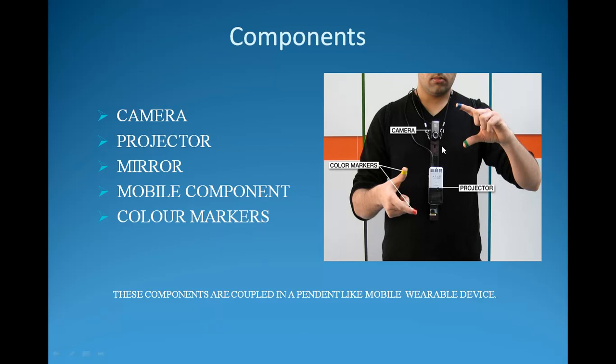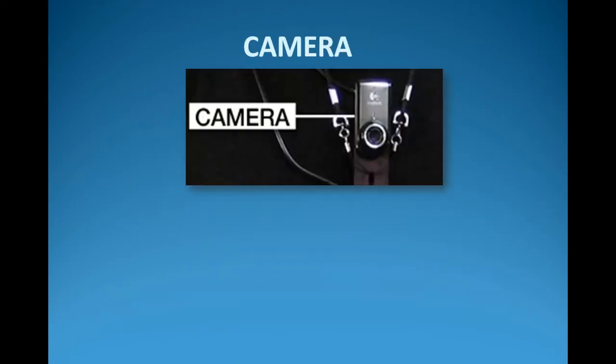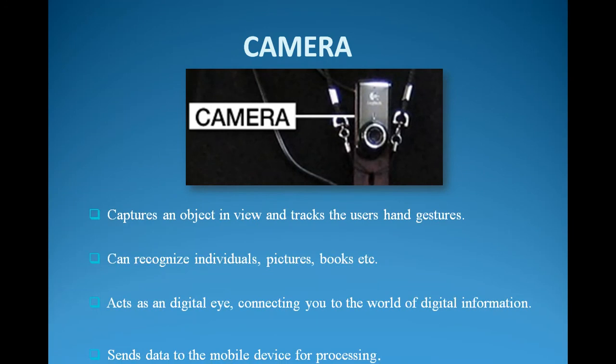These look like a pendant light device. The computing device is hung on the back side of this person. The camera looks like this. The main work of the camera in the whole combination is that if there is any object in view, the object is recognized by the webcam or camera. First we have to understand what a webcam is. A webcam is a video camera that feeds its image through a computer to the computer network. The user's gestures are tracked and the data is sent to the smartphone or computing device.